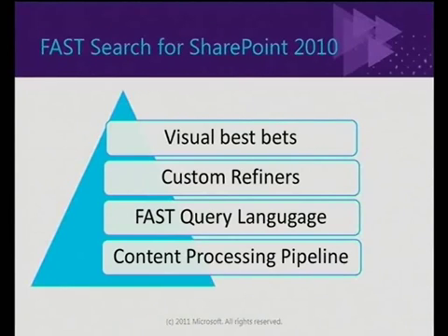One's called Visual Best Bets. Who's used Best Bets in 2007, 2010? It's a common feature. So think of Visual Best Bets as standard best bets on steroids. You can basically take any URI, like a RIA application and an image, and then put it up there with your search. So whenever people search for something, it shows that image up or the Silverlight widget.